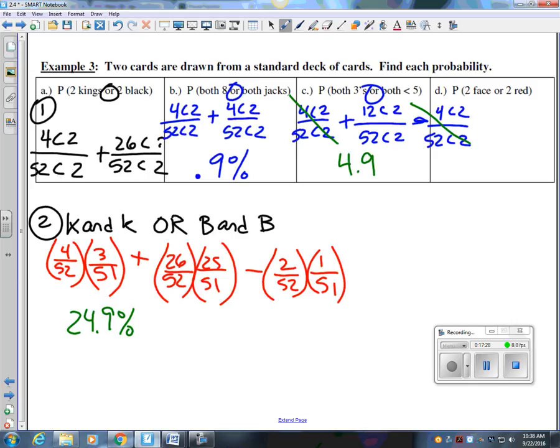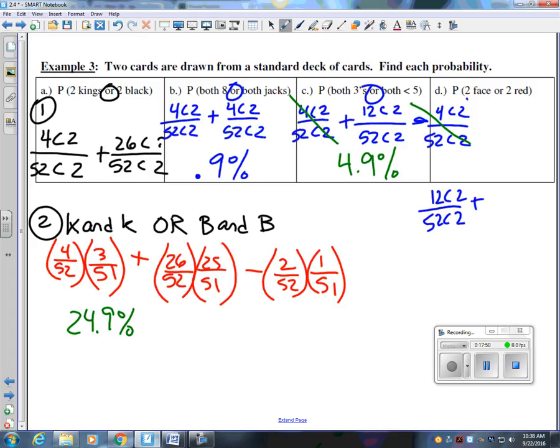Yep. Okay. Let me have Anthony help me with 2 face cards. How many face cards are there? Just Jack, Queen, and King, but in the entire deck. 12. All right, so 12C2 over 52C2.